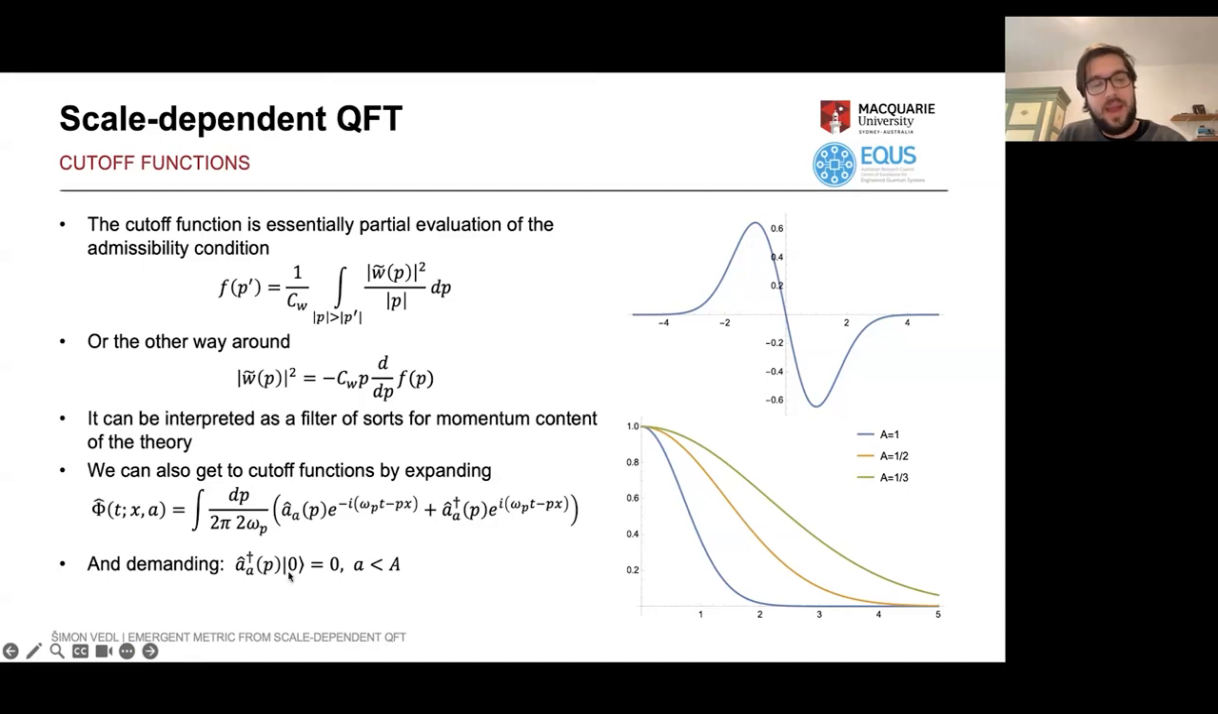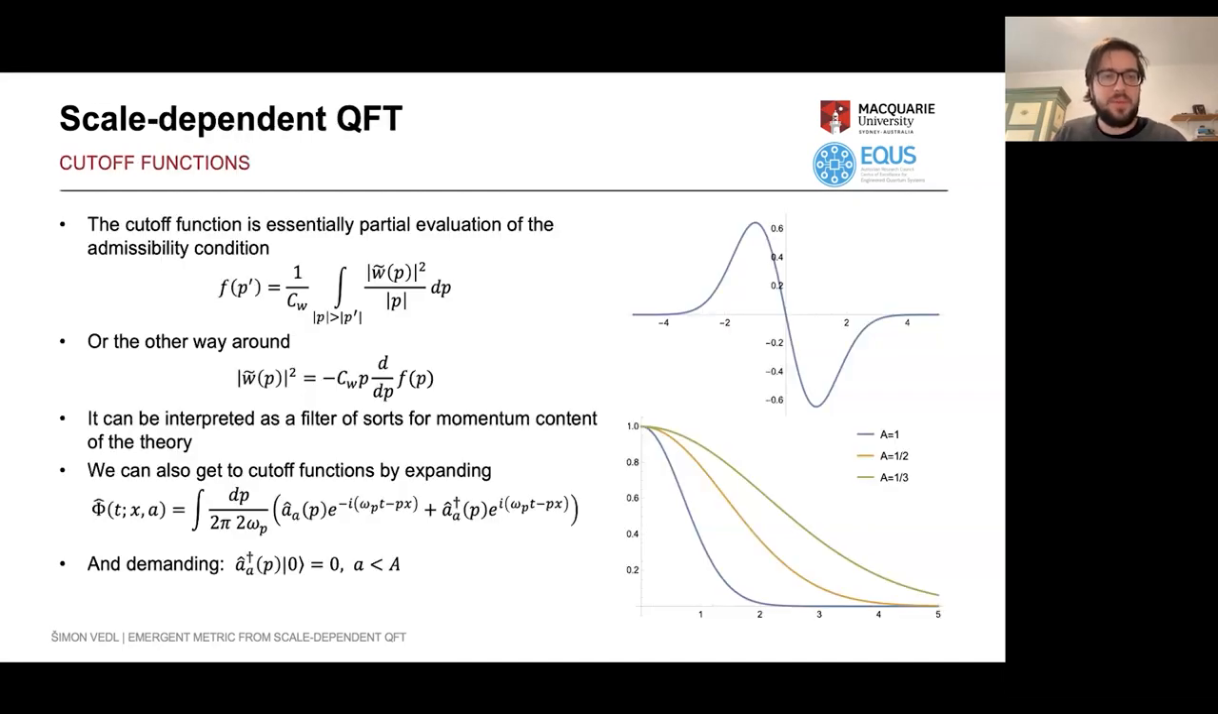And then you demand, right? So that's, you demand that the creation operators at scales lower than some cutoff scale do not excite the vacuum state. And that's similar to that statement in those loops where we were saying that, well, we don't really want the loops to involve virtual particles that are appearing at a scale that is finer than the two external scales.